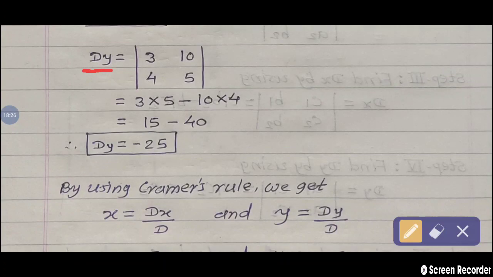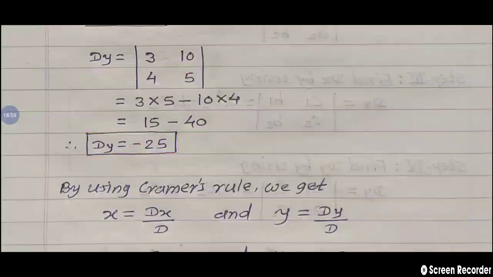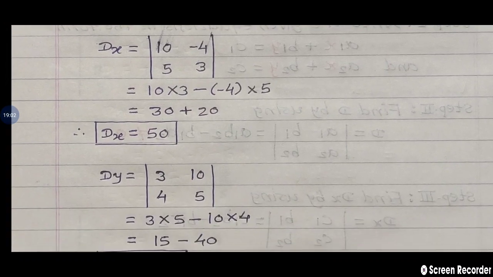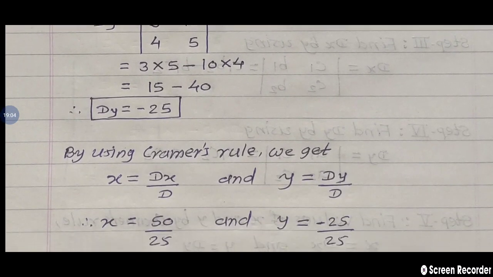3 4 remain as they are, the coefficients of x, and constant numbers 10 and 5 we write in the second column. So first multiplication is 3 5s are 15 minus 10 4s are 40. So 15 minus 40. 40 minus 15 is not there. So bigger number having minus sign. So write down there minus sign. And what is the difference between this 40 and 15? 25. So minus 25. That is the value of Dy. So we are getting the three values. Which one? Value of D, that is 25. Value of Dx is 50. And value of Dy is minus 25.